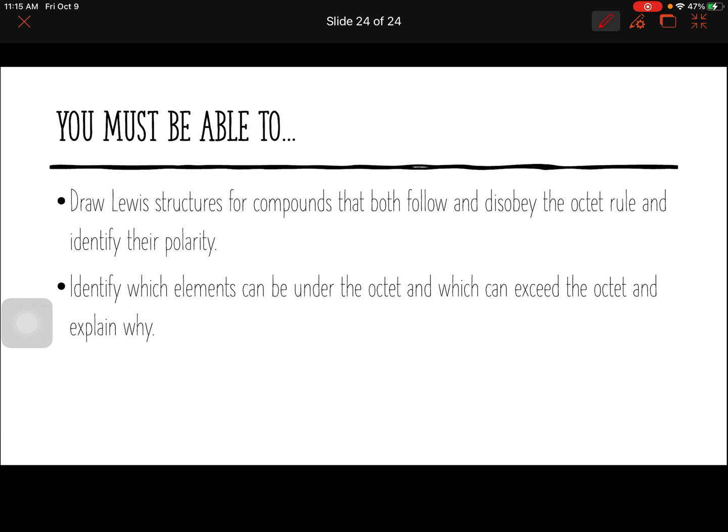So you should be on the way to getting the hang of these Lewis structures. We're going to do more practice in class with you working on these. You need to just go through the motions to get these. You need to be able to identify elements that can either expand the octet and why, and elements, usually just boron, that would be okay being below the octet as well.